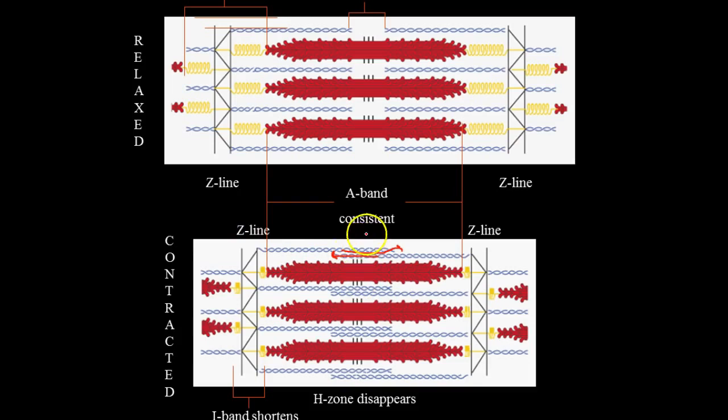So now you have actin overlapping myosin. The A band stays the same, but the H zone completely disappears, like this area where there was only myosin, because now you have actin and myosin, so the H zone is completely gone. And the I band becomes shorter. So that light band actually becomes smaller, but the dark band stays the same.